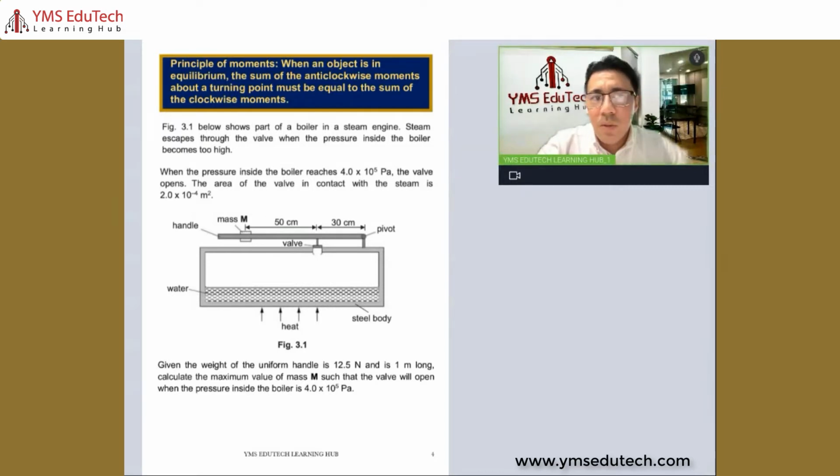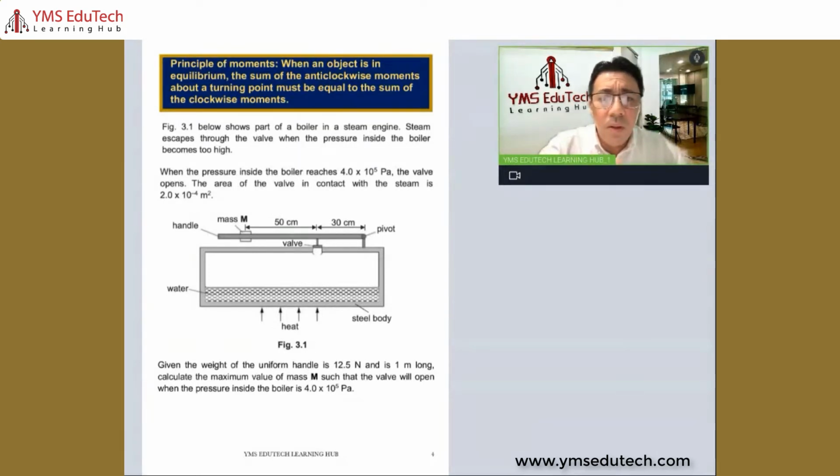Let's take a look at this question. Figure 3.1 below shows part of a boiler in a steam engine. Steam escapes through the valve when the pressure inside the boiler becomes too high. When the pressure inside the boiler reaches 4.0 × 10^5 Pascal, the valve opens. The area of the valve in contact with the steam is 2.0 × 10^-4 meters squared.